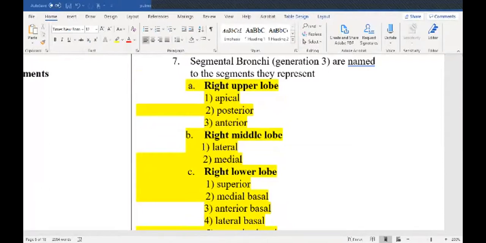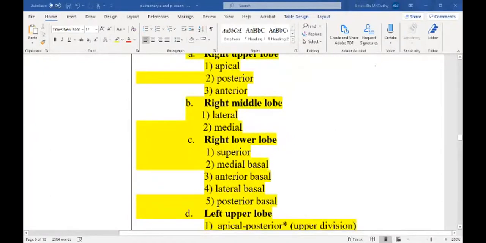The right upper lobe, you have those bronchi that go up into the apical. One goes into the posterior, one goes into the anterior. On the right, at the right middle lobe, you have one that branches off into the lateral segment, and then one will branch off into the medial segment, okay? And the right lower lobe, you have one that branches into the superior, one to branch off into the medial basal, anterior basal, lateral basal, and posterior basal.